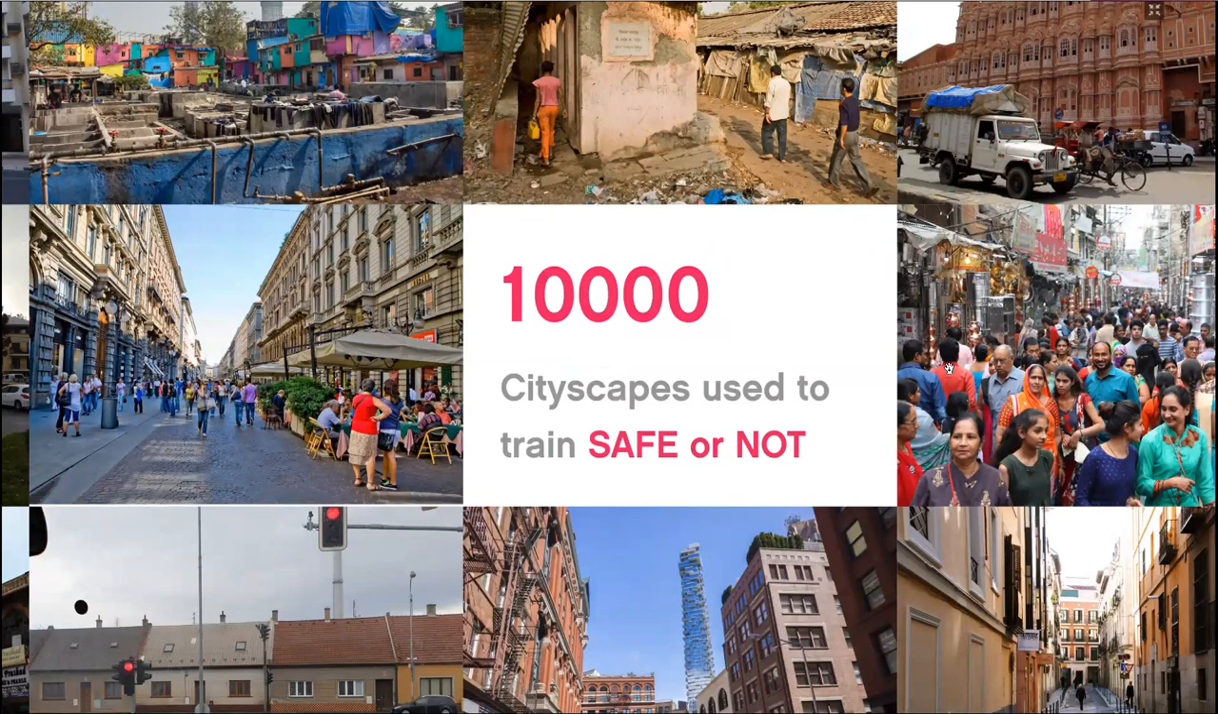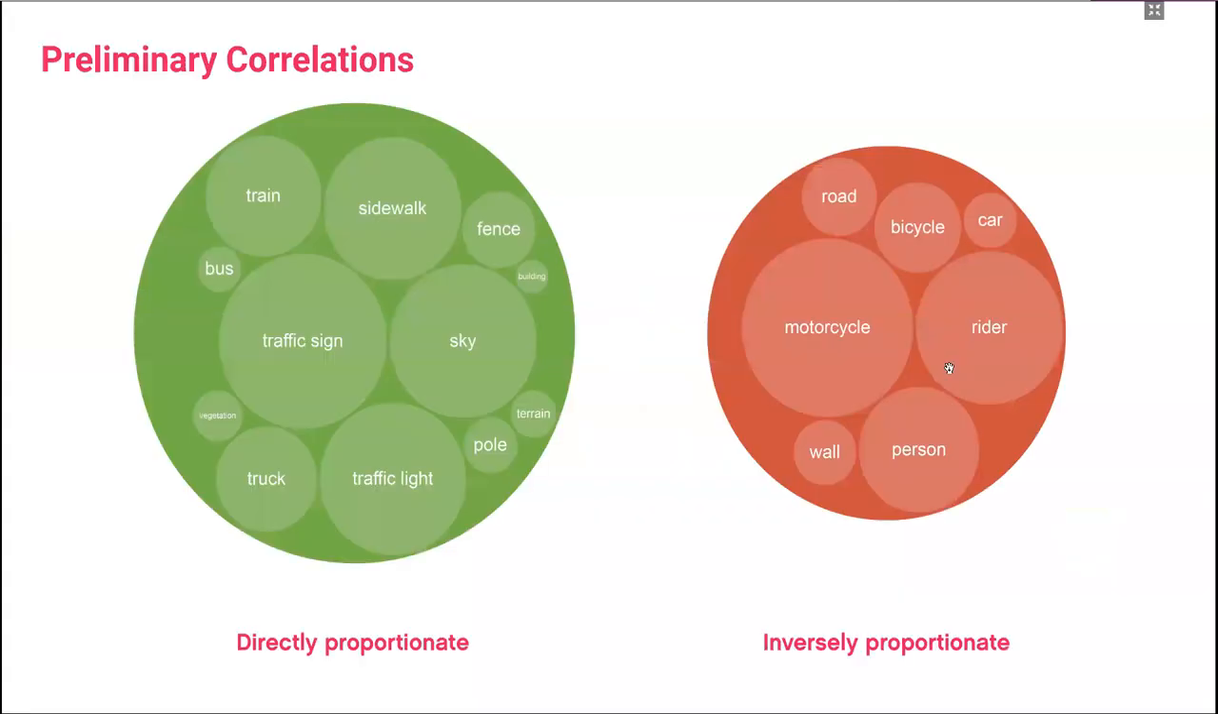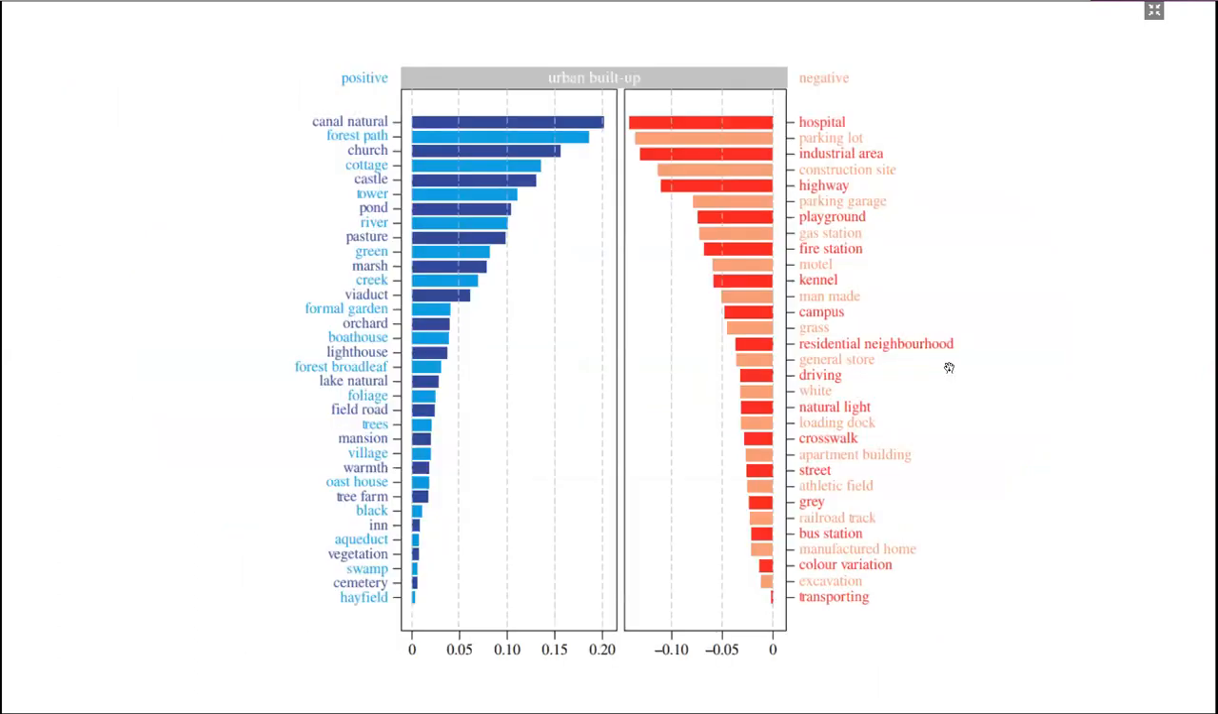Right. So to end, we have developed Safe or Not, which predicts the safety of cityscapes. We used 10,000 images and we got them rated by men and women. We are right now working hands-on with the transgender community because, of course, they also need to be represented in this conversation. And what we ended up learning from the primary correlations was that the presence of sidewalk, sky, and traffic signals made people feel secure about a space. On the other hand, the presence of motorcycles, surprisingly enough, made people feel the most unsafe. That talks a lot about the notoriety of motorcycle riders in India, or the unsafe way in which they ride their motorcycles in India.